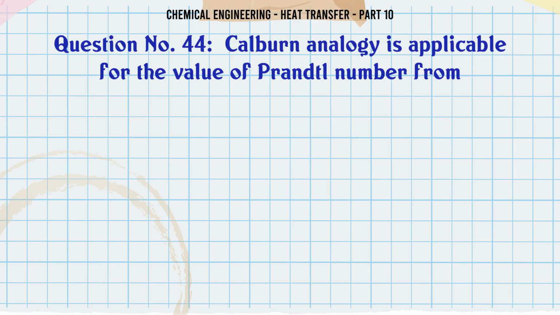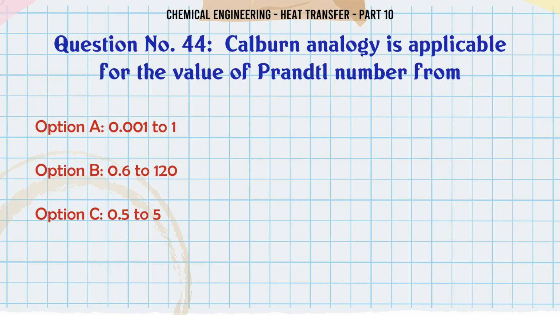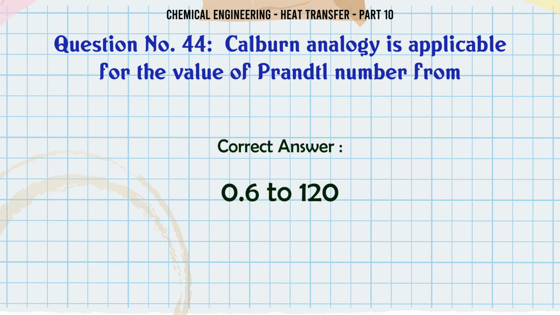Colburn analogy is applicable for the value of Prandtl number from: A. 0.001 to 1, B. 0.6 to 120, C. 0.5 to 5, D. 120 to 400. The correct answer is 0.6 to 120.